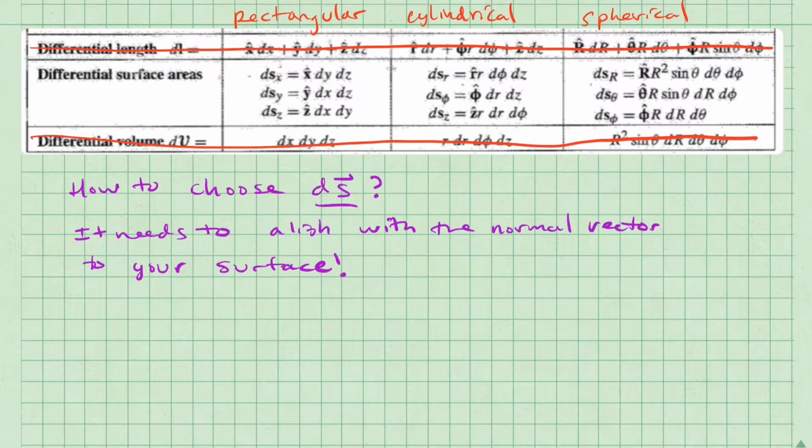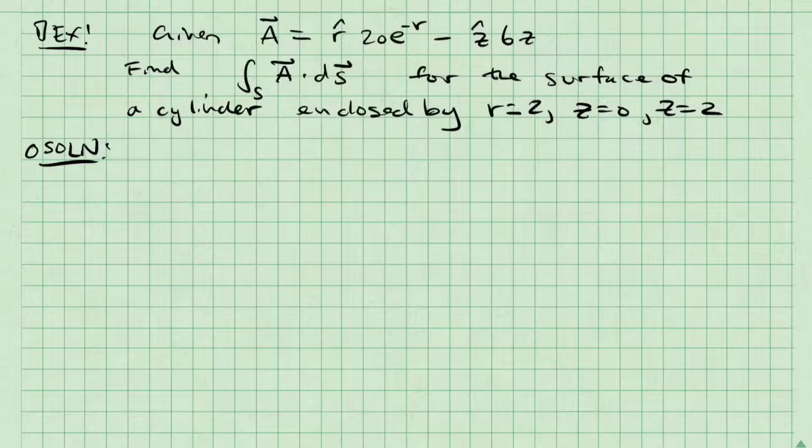surface. In Cartesian coordinates, let's suppose I have a rectangle on the xy plane, which has z as the normal vector. Then I would want to integrate over x and y, so I'll choose ds that has dx dy. The direction then is determined by aligning with the normal vector pointing outward. In this case, it would either be plus or minus z hat. Let's look at an example.